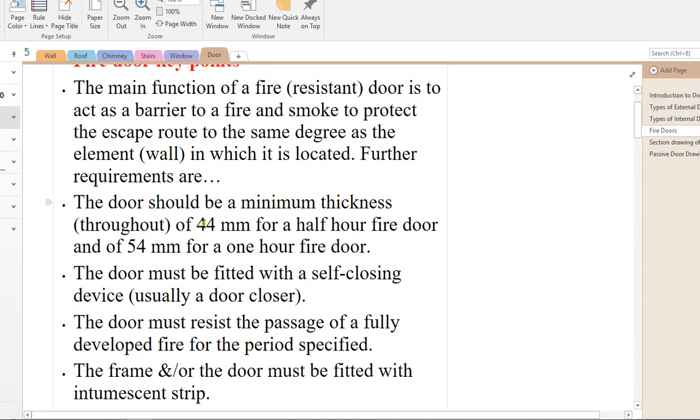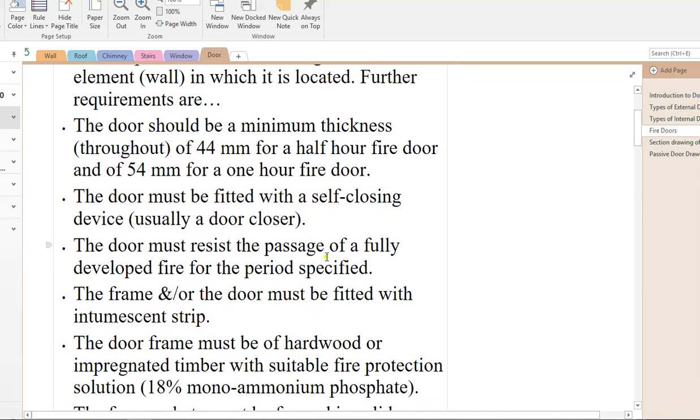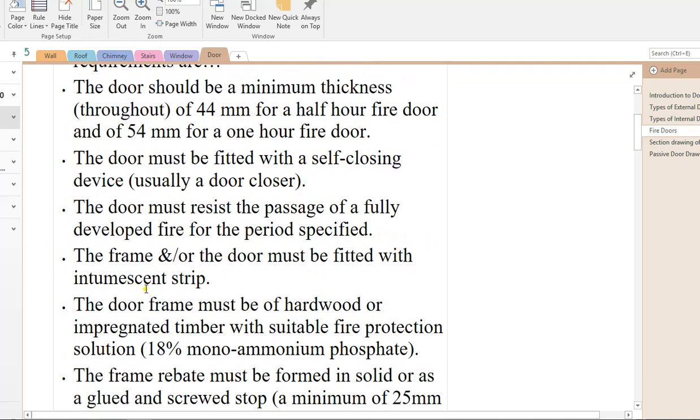The minimum thickness for a fire door is 44 mils, and that's for a half-an-hour fire door. And then it's 54 mils for a 1-hour fire door. All the doors must be self-closing. So the door into the classroom has a self-closing mechanism, and that's because it's a fire door. Now the fire door must resist the passage of fire for a set period of time. The frame or the door must be fitted with an intrusion strip.